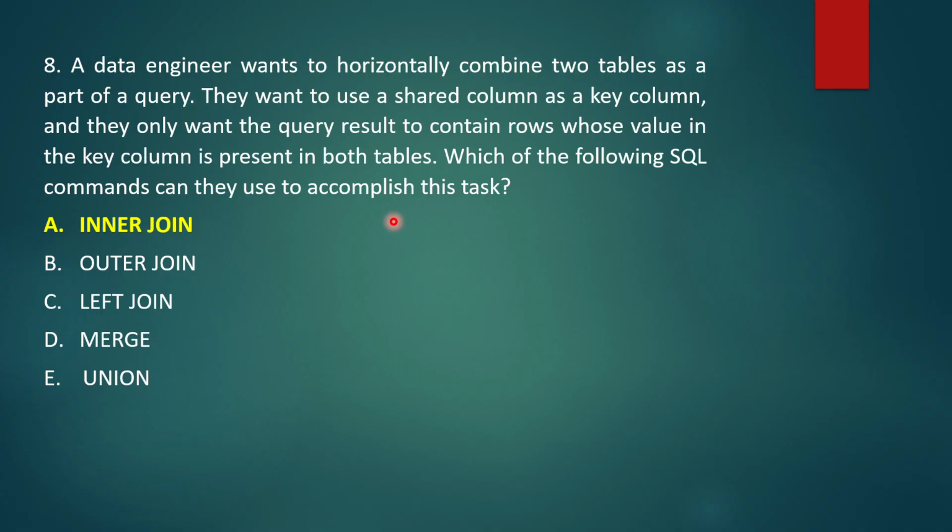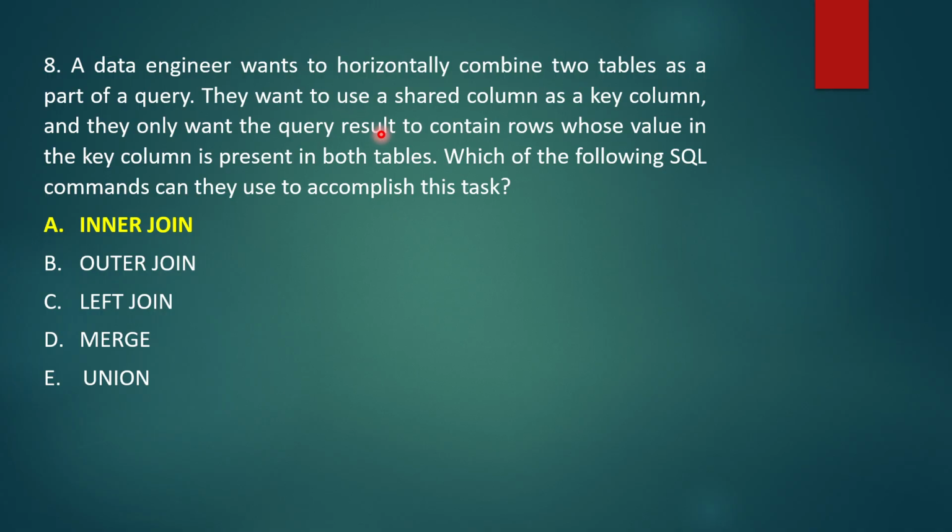Here the question has given the main summary: the data engineer wants to horizontally combine two tables. This means joining columns side by side. Use the shared key column. Only include rows where the keys exist in both the tables. The main goal is to join two tables side by side, use the key column as a join condition, and return only matching records from both the tables. So this is the definition of an inner join.